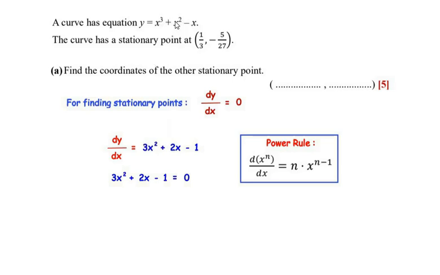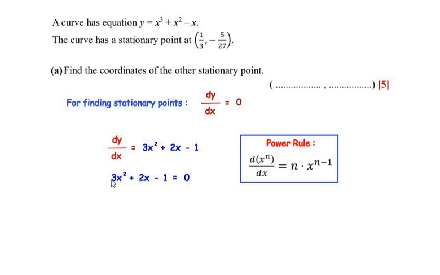Plus, similarly, for x squared, we take the power down, that is 2, it gets multiplied with x, and the power of x reduces by 1, giving us 2x, minus, now the differentiation of x is 1. Now once we have got dy/dx, we equate it to 0 to get the stationary points. So here we have written 3x squared plus 2x minus 1 equal to 0.